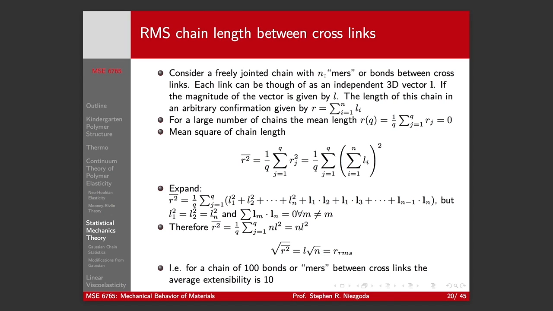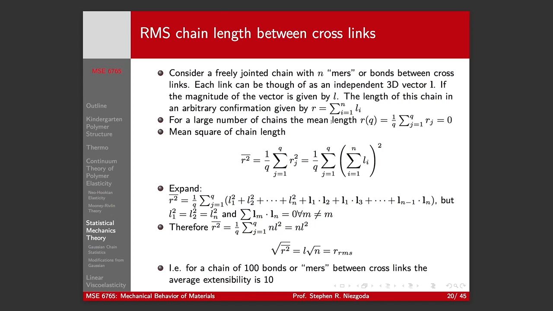So let's consider a freely jointed chain with n MERS, or n carbon-carbon bonds between crosslinks, right? So each link can be thought of as an independent 3D vector l. So again, freely jointed, we're assuming that you're not restricted by that 109.5 carbon-carbon bond restriction. So the magnitude of the vector is given by l, and the length of this chain in an arbitrary conformation is given by the sum over all the lengths.